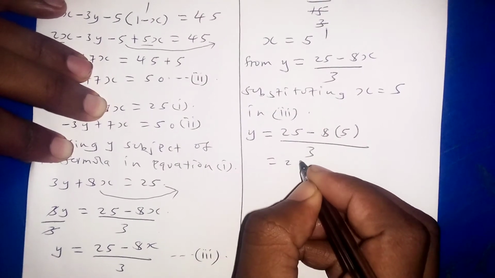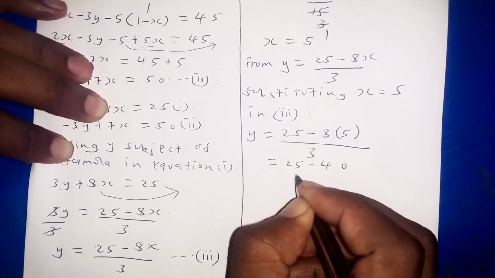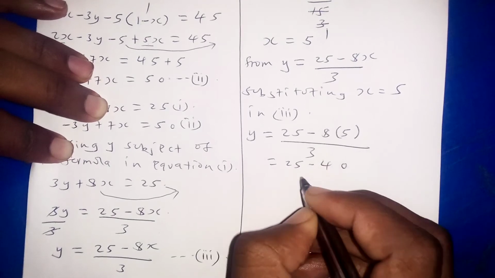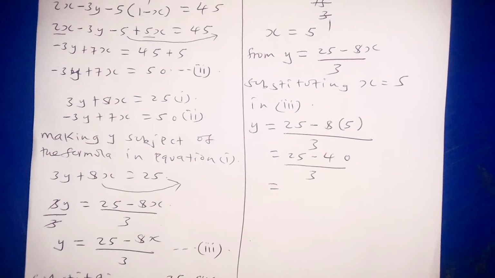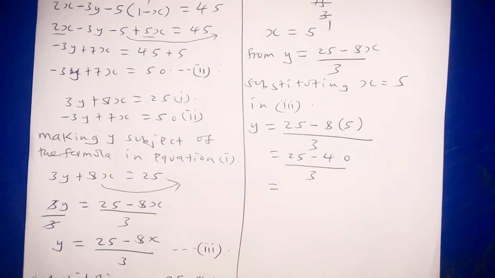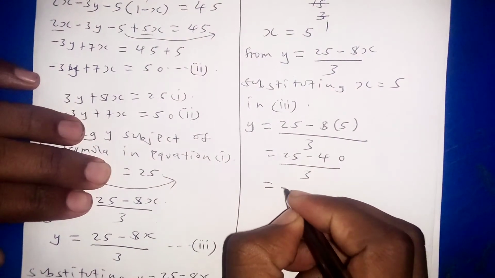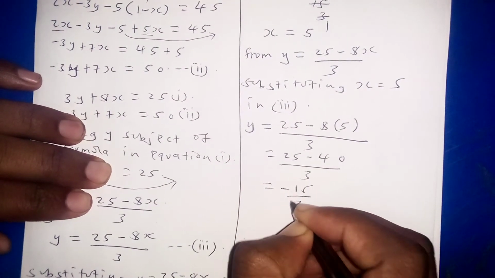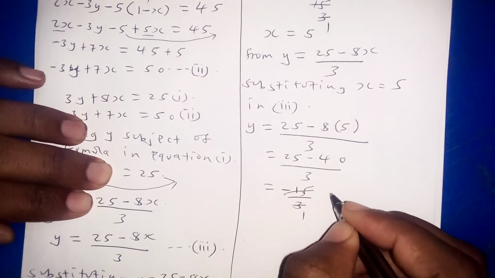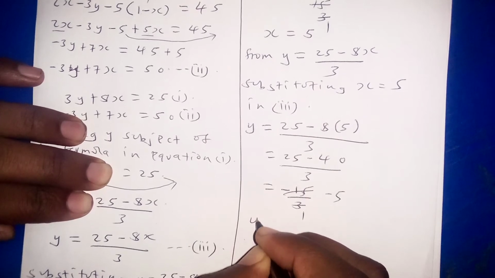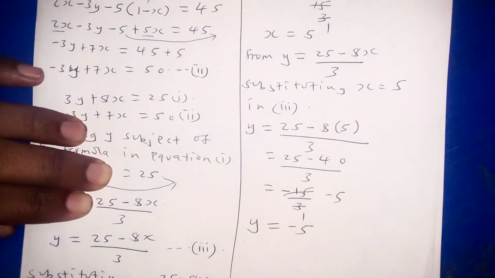So this will be equal to 25 minus 40, then that is 8 times 5, I get 40, divided by 3. If I take 25 minus 40, I'll simply get negative 15. So this will be negative 15 divided by 3. So again, 3 into 3, 1, 3 into negative 15, I'll simply get negative 5. So that simply implies that y is equals to negative 5.